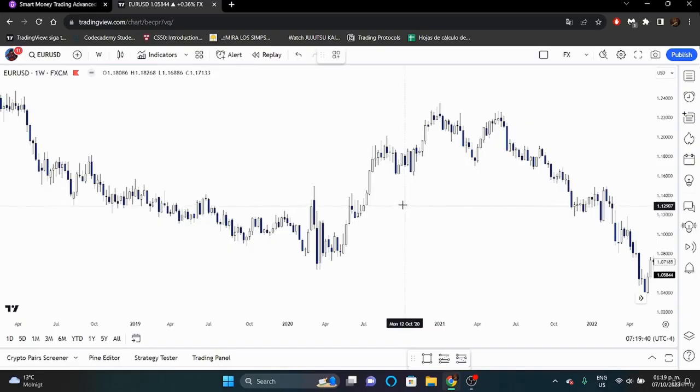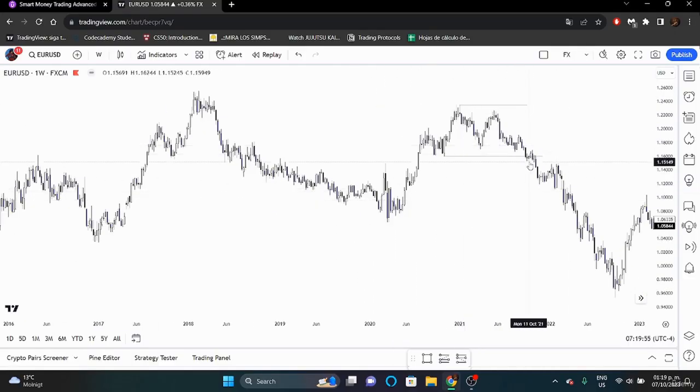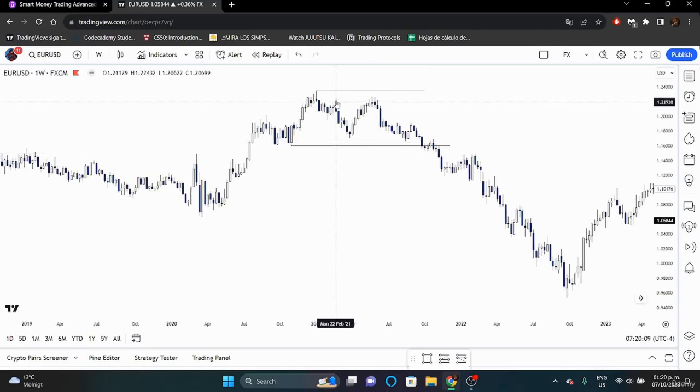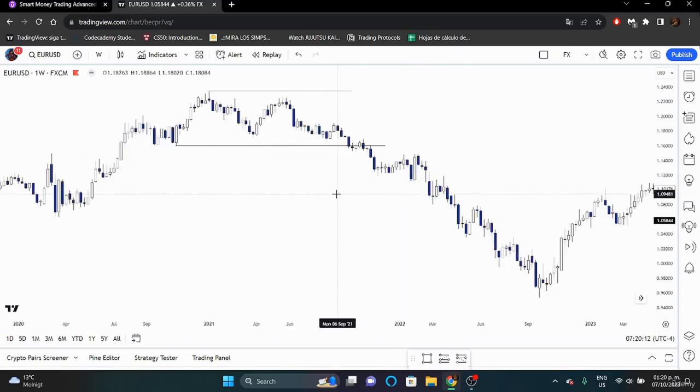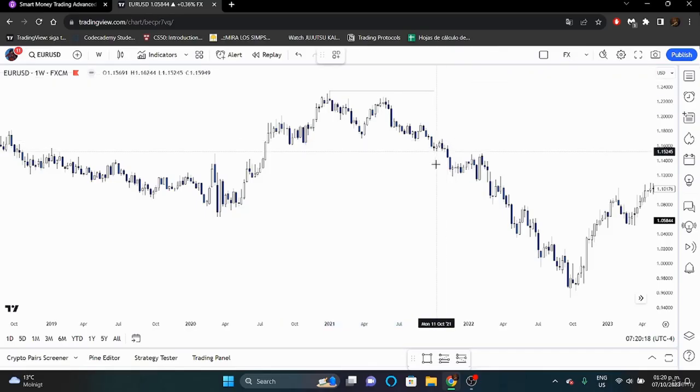So in this case we have our market structure from here to here, okay? Once the market structure is broken to the downside right here, we change our trend. In this case, the trend was bullish, and now the trend is bearish, because this is a swing low that made a swing high. Okay? And then we ask ourselves, where's the swing low after a market structure break, and where's the swing high? In this case, this is our swing low, and this is our swing high.